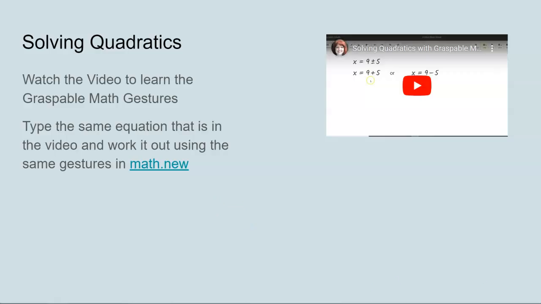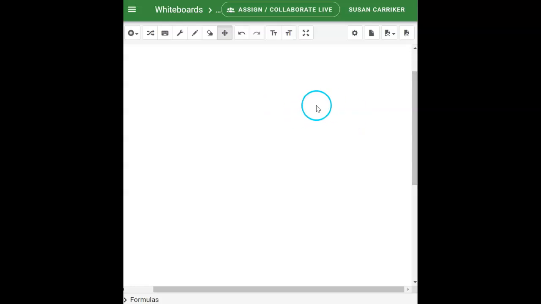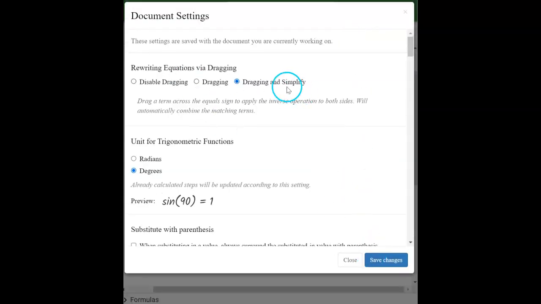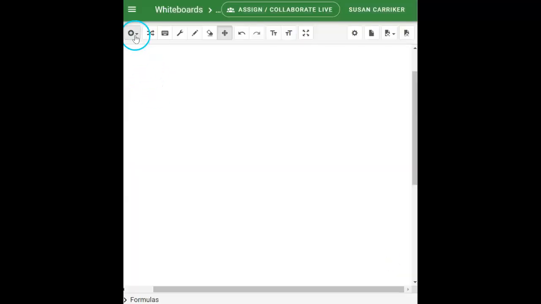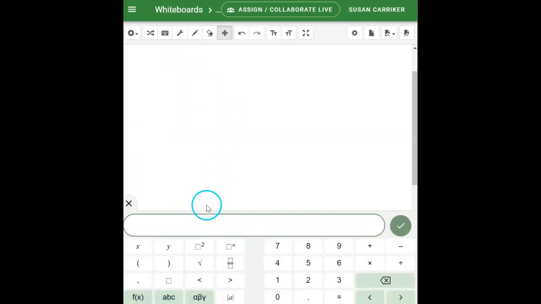So the first screen in solving quadratics is to basically watch a video to learn some gestures. So what I've done is they've worked a problem out in graspable math in a video, and I want them to work the exact same problem out in graspable math and insert their work on this slide. So the first thing you can do when you get to math.new is click on the gear and click on dragging and simplify and save changes. Next, you will type your equation into graspable math.